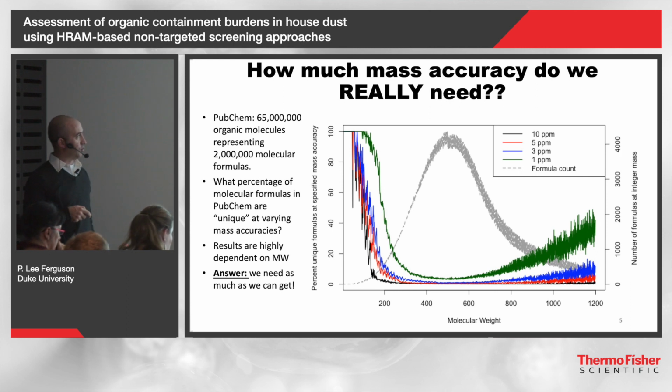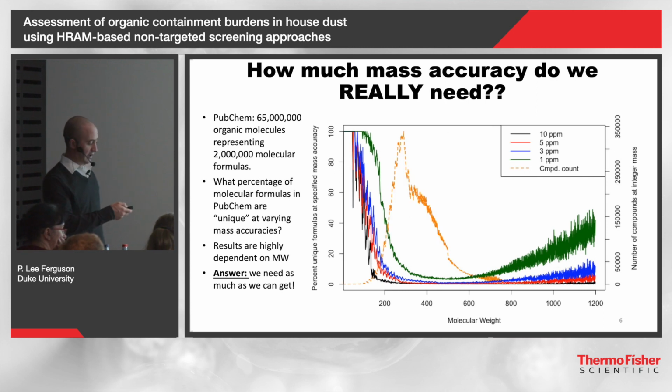But what's interesting is even at 1 ppm, you can see that we do pretty well up to about 250 Daltons. And then after that, we get into this valley here where even at 1 part per million, only about 10% of the formulas are actually unique at that mass accuracy, down here in the 400 to about 800 molecular weight range. Okay, so the answer is how much mass accuracy do we really need? As much as we can get. And so we can't just rely on mass measurement alone to give us these formula assignments.